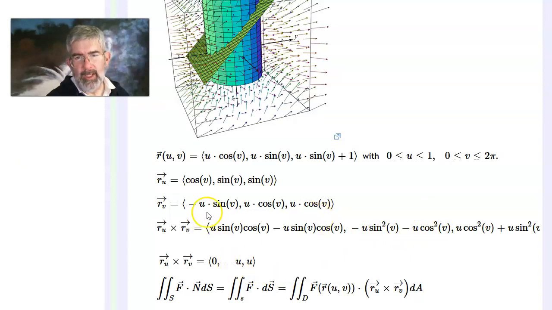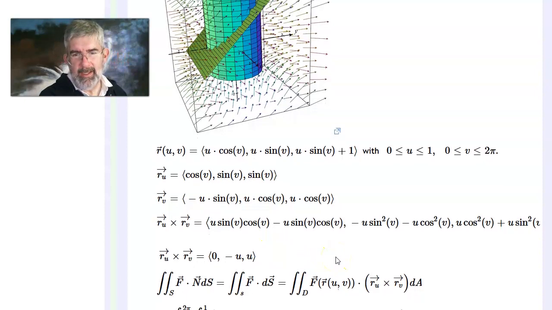And likewise on the last one, where I do U cos V times cos V minus negative U sine V times sine V, this turns into a positive U. Okay, so there's the cross product.